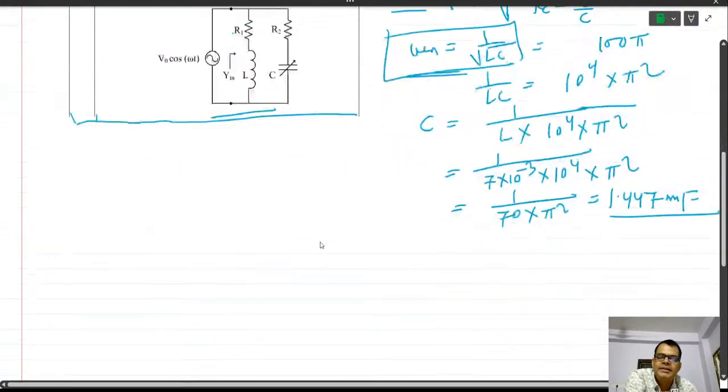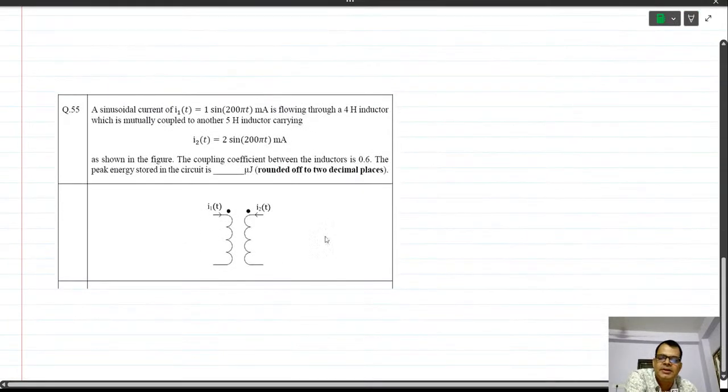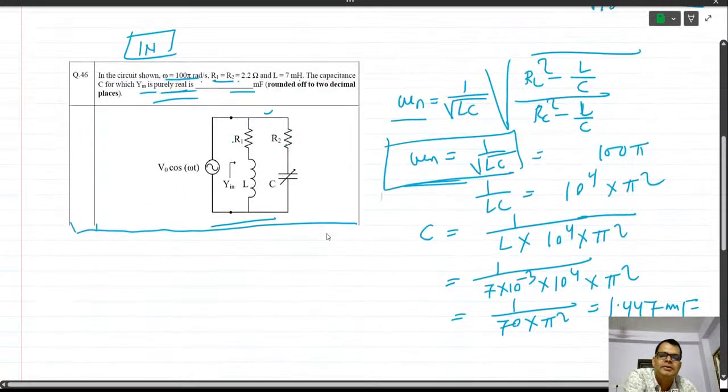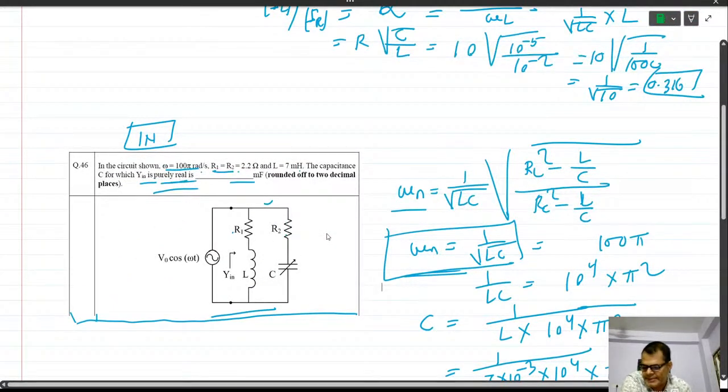Okay, very clear, very easily you can do. Okay, this question we can do later on. These are the two questions I have selected.